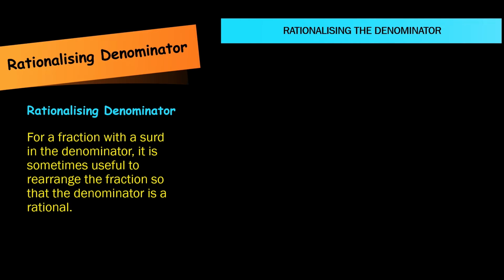For a fraction with a surd in the denominator, it is sometimes useful to rearrange the fraction so that the denominator is a rational. This process is called rationalizing the denominator.